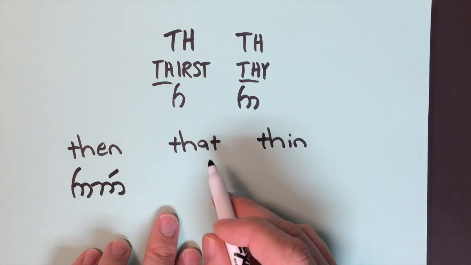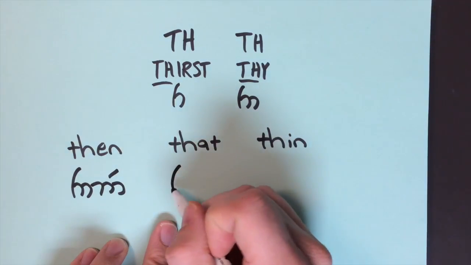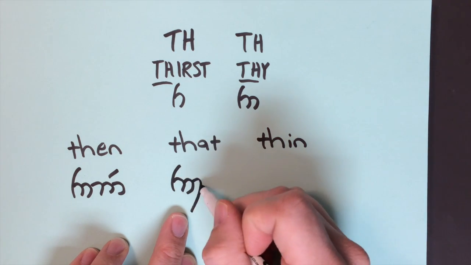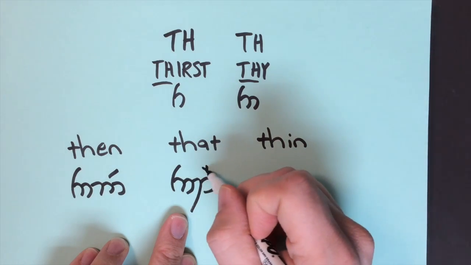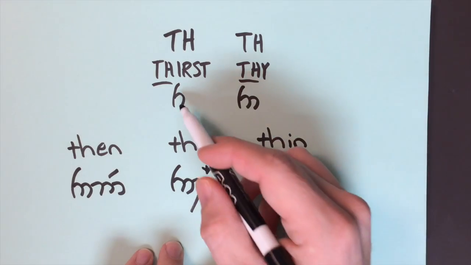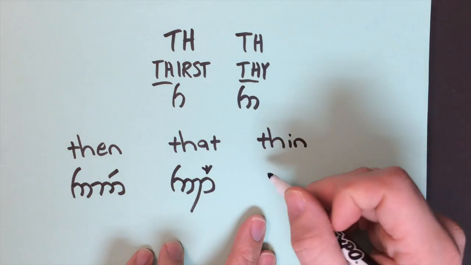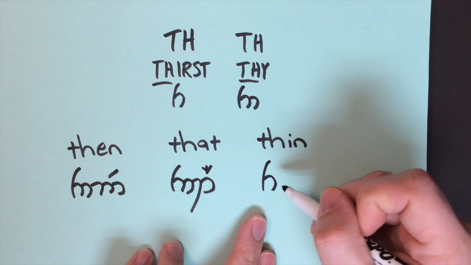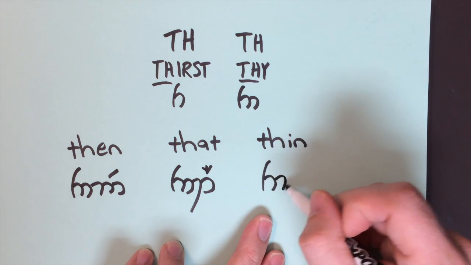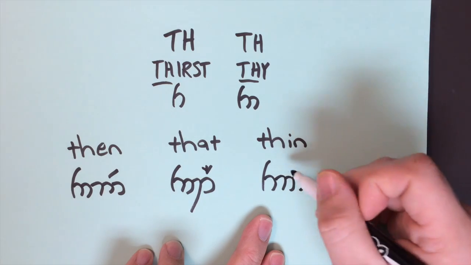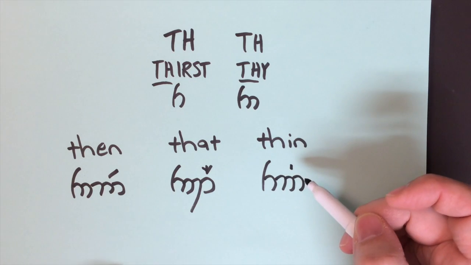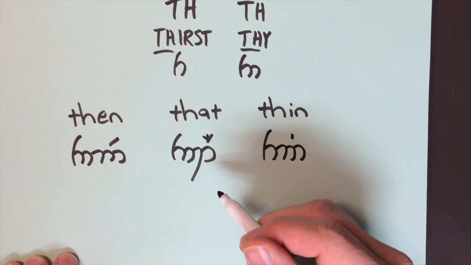To draw that, we use the same symbol. So let's draw that, like that. Draw a T, and then put our A vowel over the T. Now for thin, we're going to use this symbol because it's a different sounding symbol. Thin. So we're going to draw our TH, draw our N, and then an I over the N. Thin.